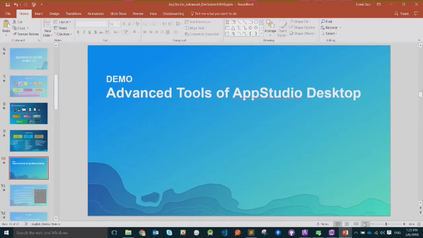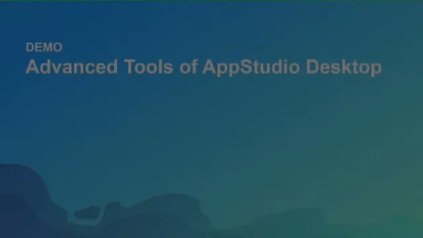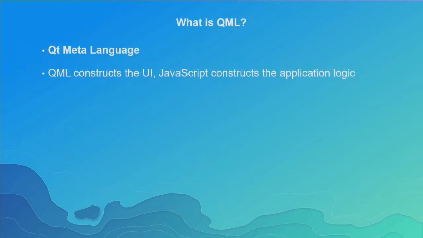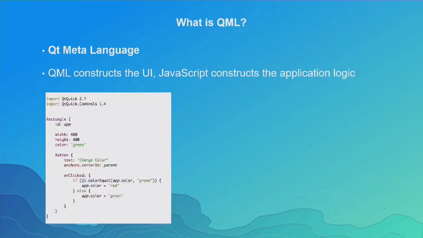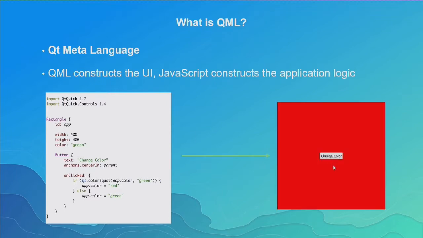So let's go back to the slide. Next, we talk about it. All of that code that you saw is called QML. QML stands for Qt Meta Language, which is the language from the Qt company. QML constructs the UI, and JavaScript constructs the application logic. So if you've been in the web before, this is great news for you, because you already see the common pattern: QML constructs the UI and JavaScript constructs the application logic.